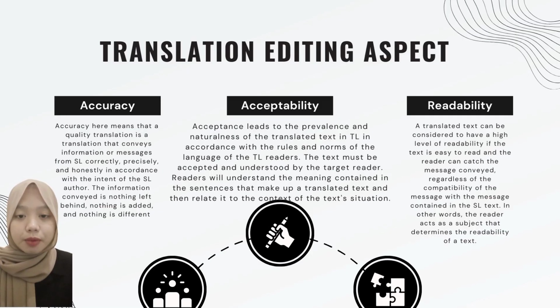After that, let's move to the next content. The next content is translation editing aspects. In this translation editing aspect, we have 3 aspects. The first aspect is accuracy.